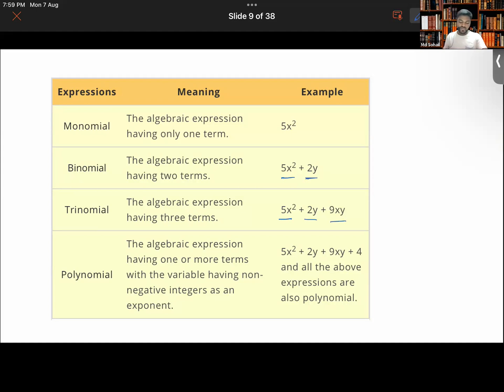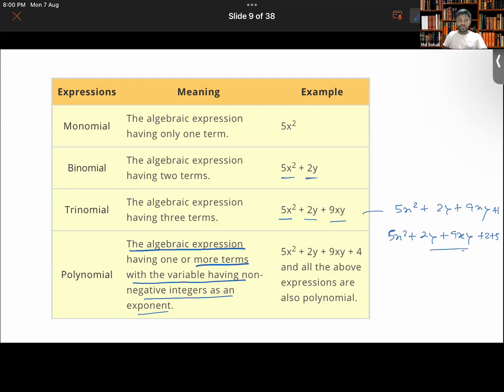Now, if you were to have an algebraic expression having more terms, with the variables having non-negative integers as exponents, for example, an expression with four terms, 5x squared plus 2y plus 9xy plus 1, then another example, 5x squared plus 2y plus 9xy plus z plus 5. So the terms are increasing here, right? Basically anything above a trinomial is a polynomial.